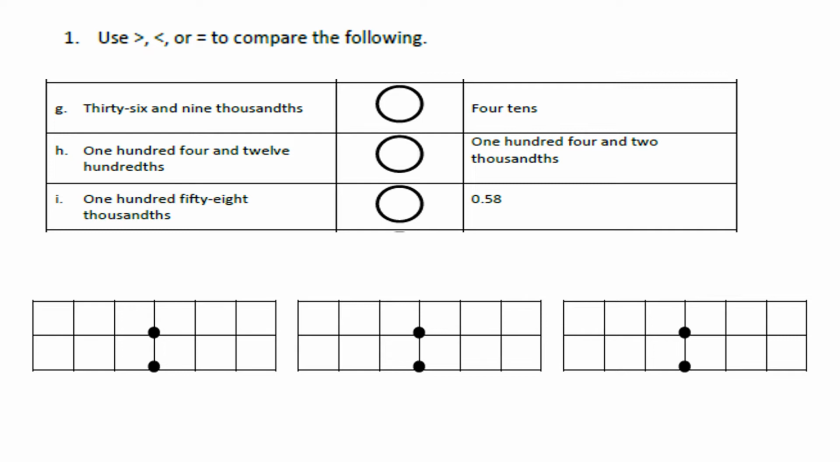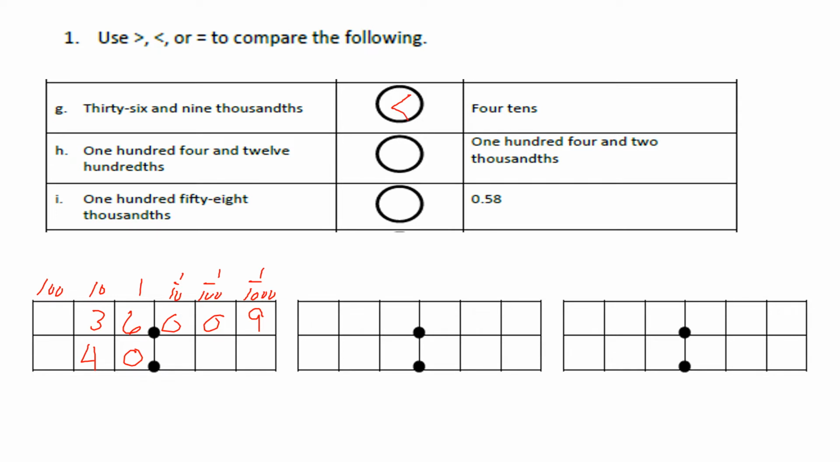On G, let's put the place values on there. First one says 36 and. We know and means decimal point, so it's 36 and 9 thousandths. We have to put the placeholders in there. Second one says 4 tens. Well, 4 tens means 40, because 4 tens would be 40. So if we look at it, our first digit shows that 4 tens is going to be greater. So that means 36 and 9 thousandths would be less than 4 tens.